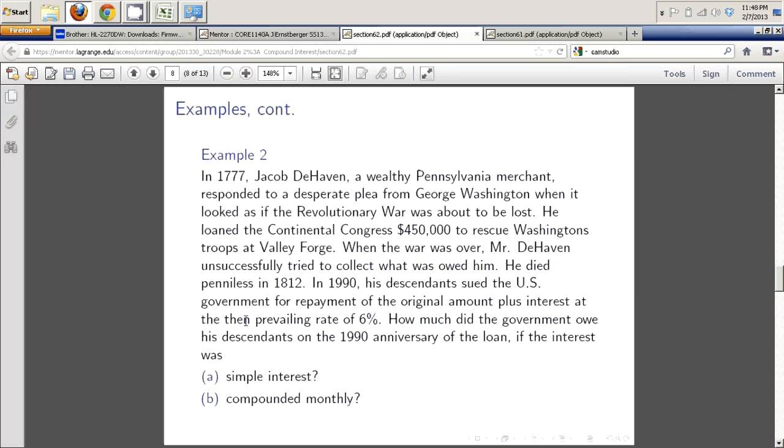In 1990, his descendants sued the U.S. government for repayment of the original amount, plus interest, at the then prevailing rate of 6%. How much did the government owe his descendants on the 1990 anniversary of the loan, if the interest was A, simple interest, and B, compounded monthly?